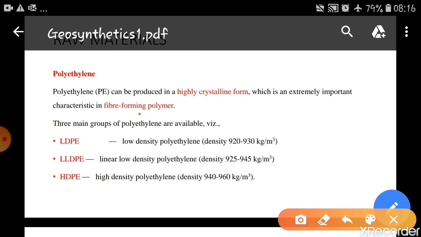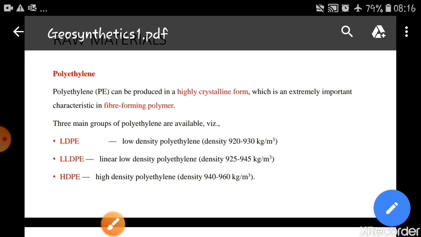LDPE is called low density polyethylene. The density range will be around 920 to 930 kg per meter cube. So this LDPE was the first polyethylene developed, followed by HDPE. LDPE is produced at very high pressure, whereas HDPE processes are initiated by special catalysts at relatively low pressure and temperature.